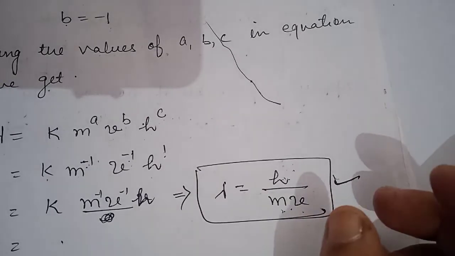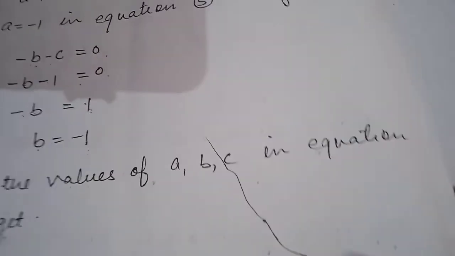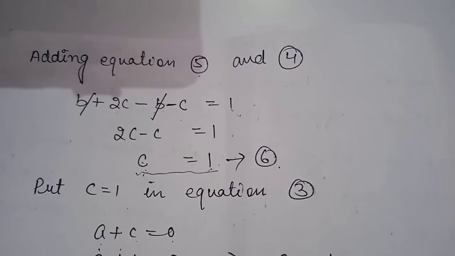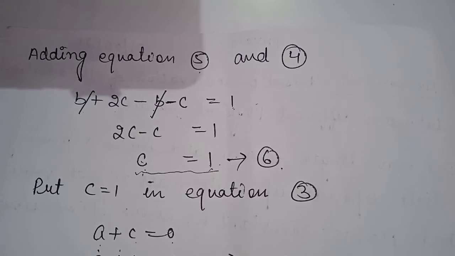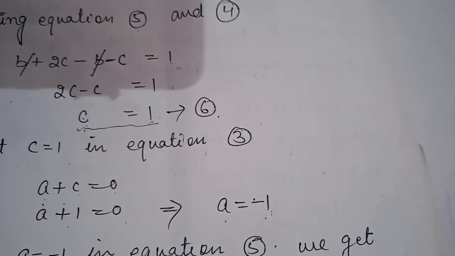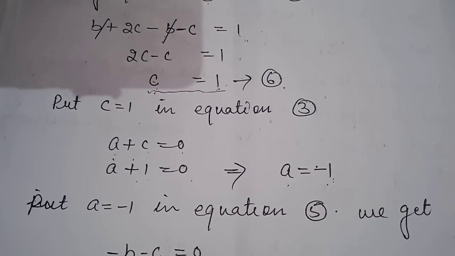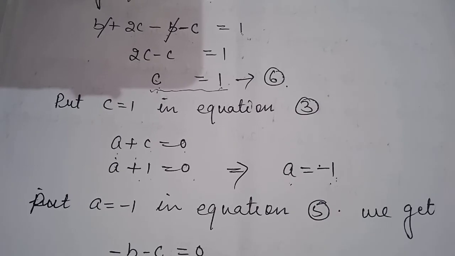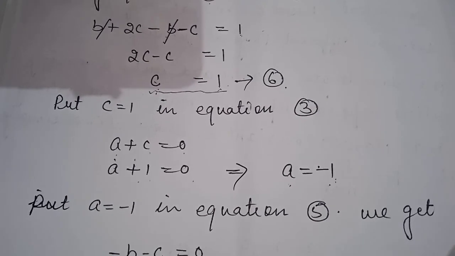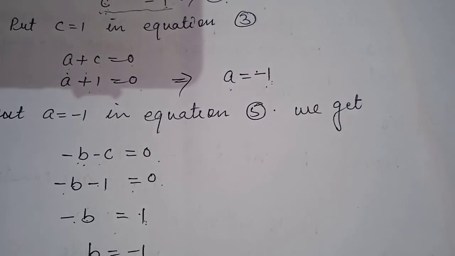So this is the numerical based on the relation of a physical quantity with other physical quantities. When it is given that a physical quantity depends upon other physical quantities, we have to derive the relation. For that, these are the steps.